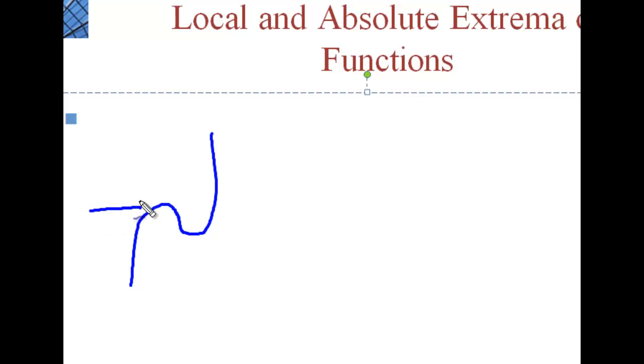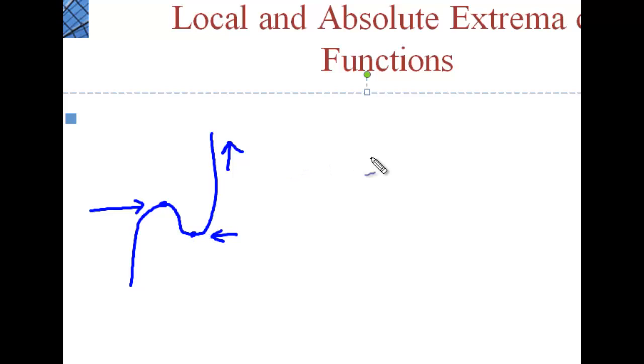This point right there, somewhere in here, is the local maximum. It's not the highest point on the whole graph. This graph continues on, but it is the highest point of this area. And we'll have a local minimum here. Again, not the lowest point on the graph, but the lowest point of this section.